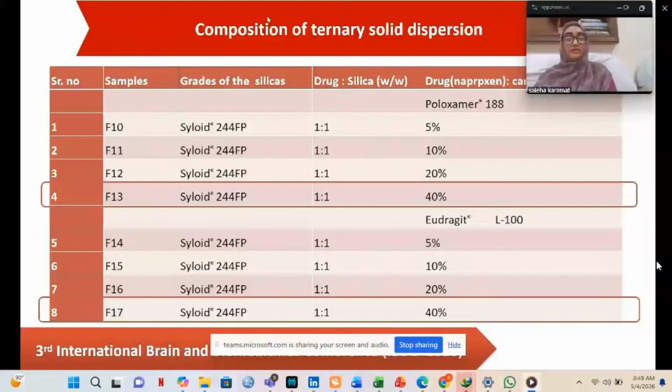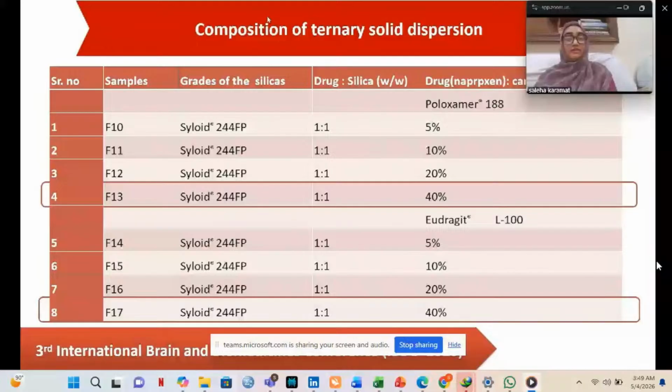Next is the entrapment efficacy and the solubility of the ternary solid dispersion, in which my formulations F13 and F17 also show increased solubility in distilled water, pH 1.2 buffer, and pH 6.8 buffer, and the entrapment efficacy also increases. That shows that I characterized these formulations for further studies.